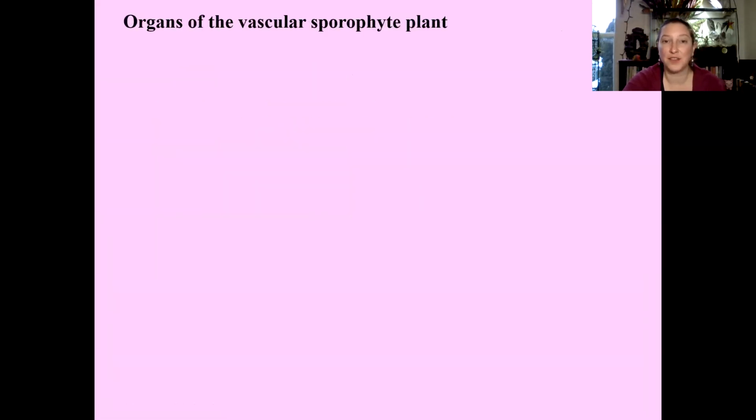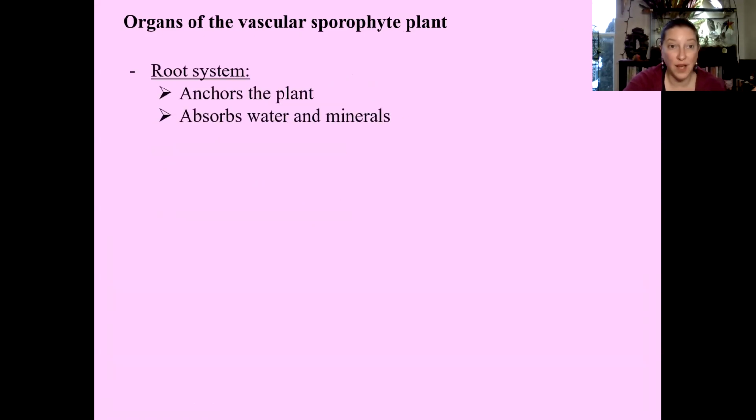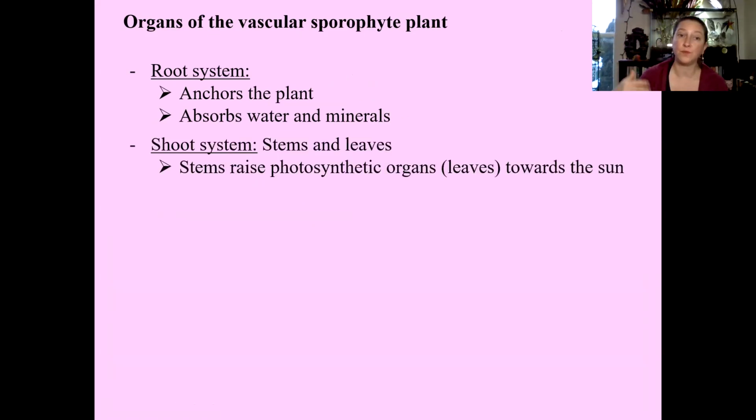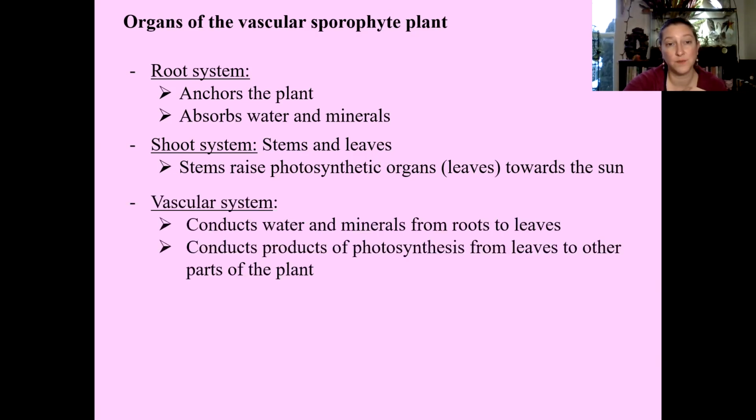All right, let's talk a little bit about the vascular sporophyte plant. So now we're vascular. So we have real roots, real true roots. They serve to anchor the plant and, as you may know, to absorb water and minerals. Now we have real shoot systems, so real stems, real leaves. The stems are going to basically hold the leaves up so that they can get sunlight and do photosynthesis.